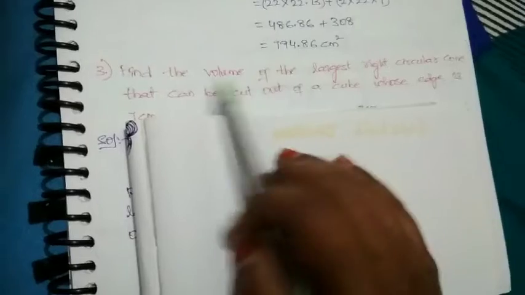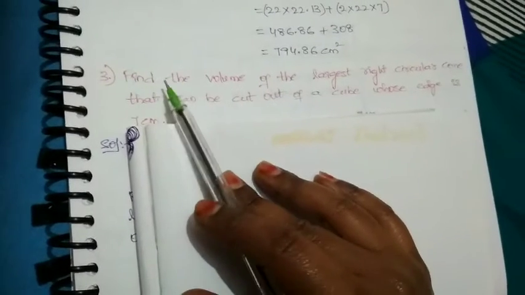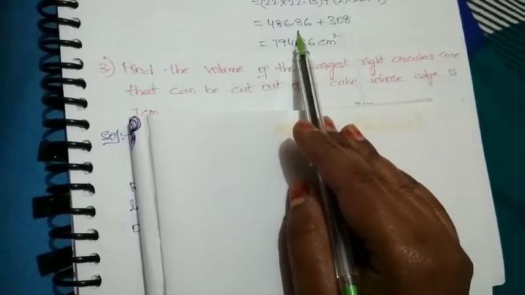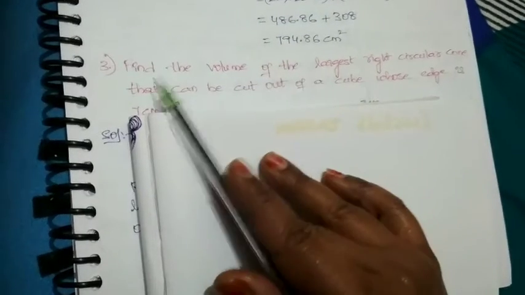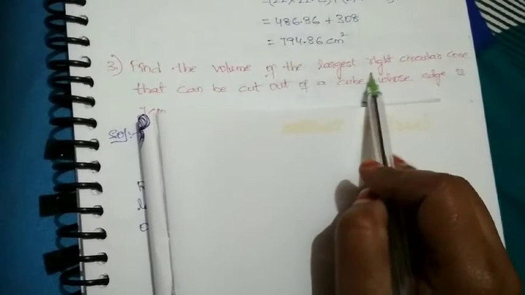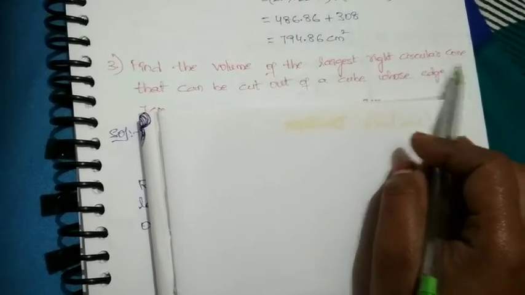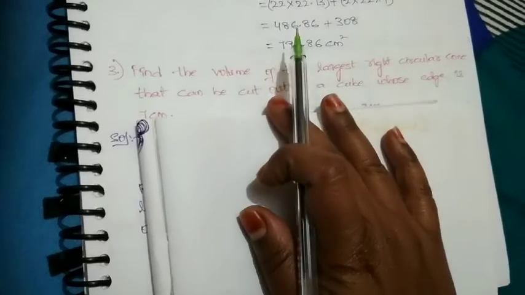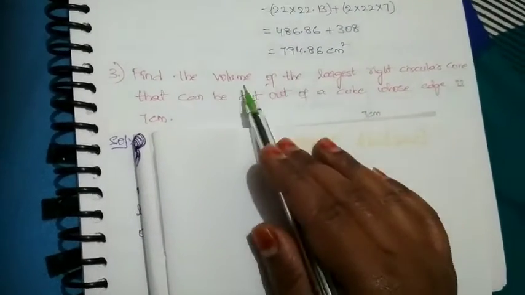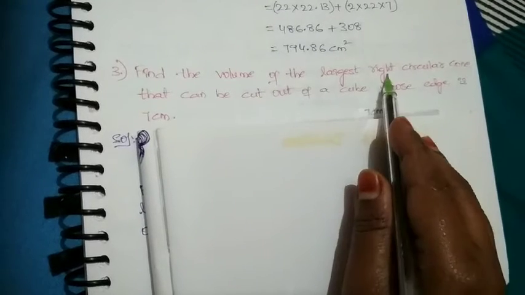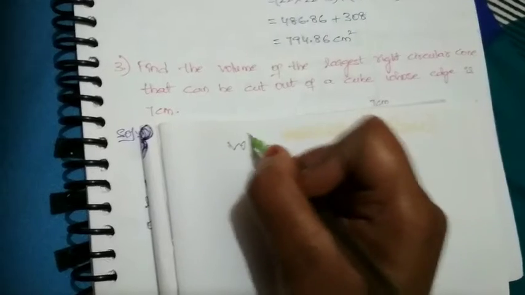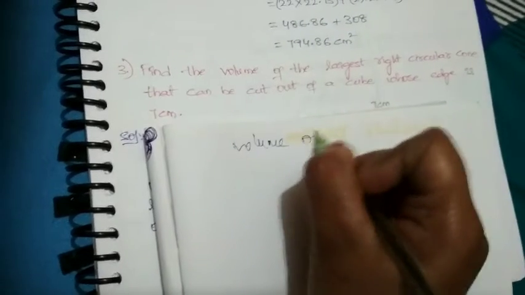Okay, so here is your third question. We already discussed questions 1 and 2 from this exercise, exercise 10.3. Okay, so let us start with the third problem. Find the volume of the largest circular cone that can be cut out of a cube whose edge is 7 centimeters. You should find out the volume of the largest right circular cone.